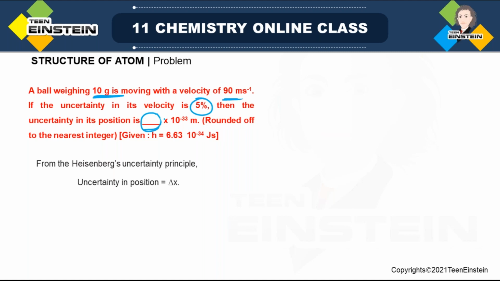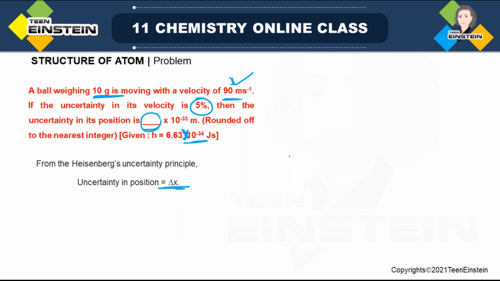That is, there will be some integer. It should be rounded off to the nearest integer. Planck's constant is given as 6.63 into 10 to the power minus 34 joule second. Now, from the Heisenberg uncertainty principle, how do we express uncertainty? We express uncertainty in position in this way: delta x. This is the range in which the position may vary, so this is the uncertain position. We have to find this value of delta x. Next, we have to find the uncertain velocity. The exact value is 90 meter per second, but we have to find delta v.